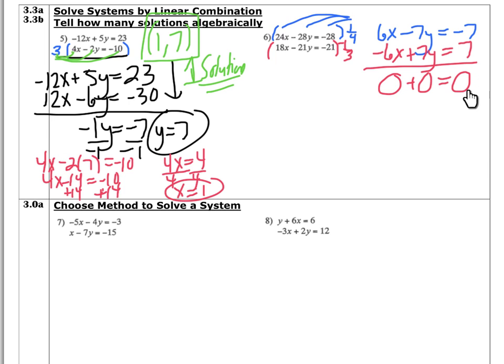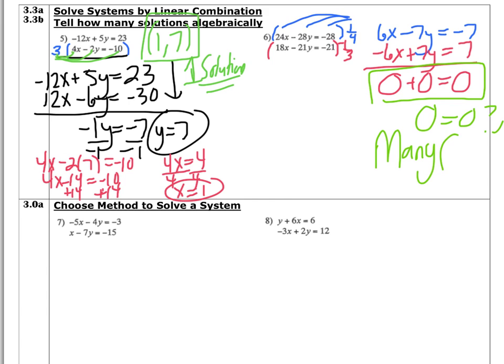It's either many solutions or no solutions. So you need to say, is this true? Does 0 equal 0? Well, yes, it does, so that means this situation has many solutions. Keeping in mind, if you were to graph these two lines, many solutions visually looks like two lines right smack dab on top of each other.